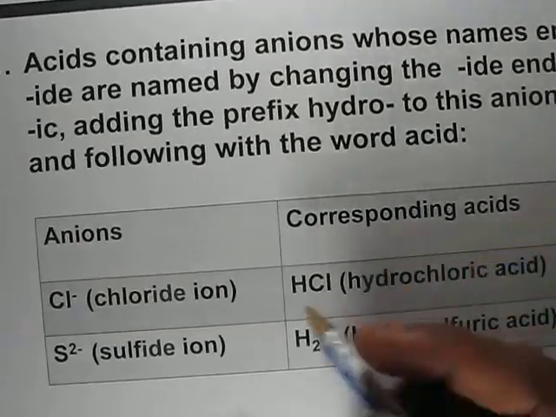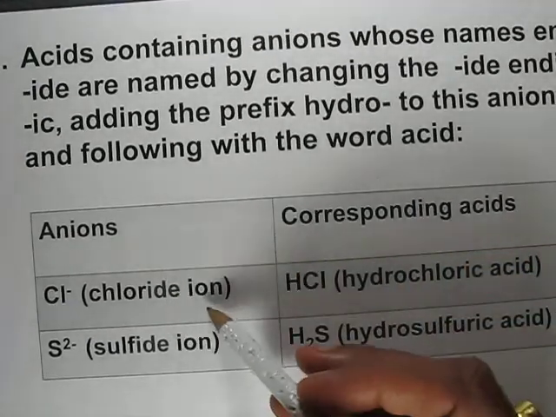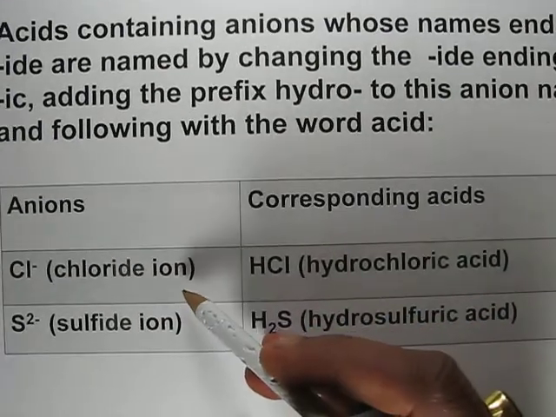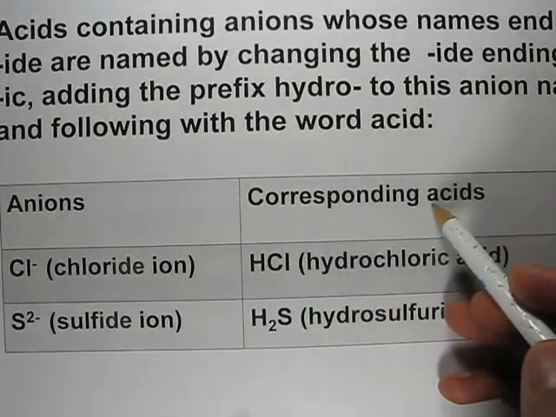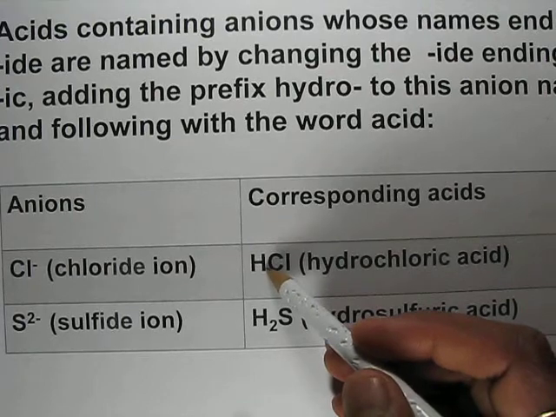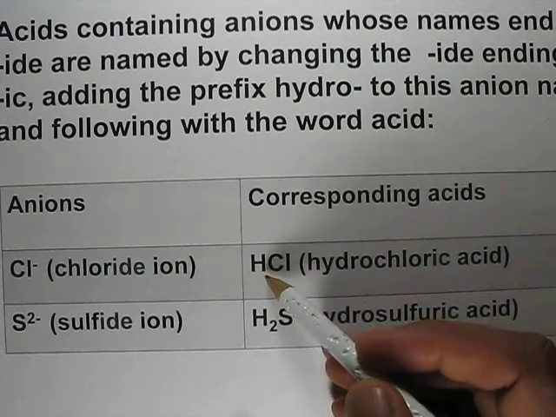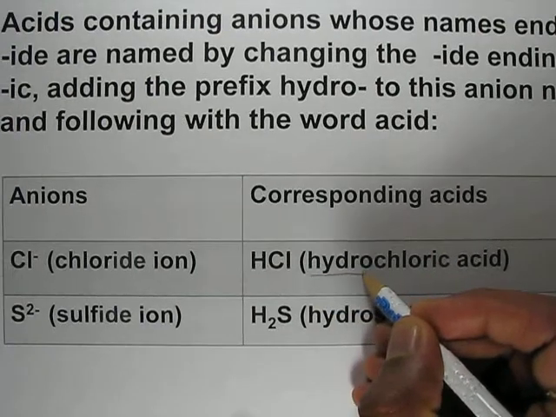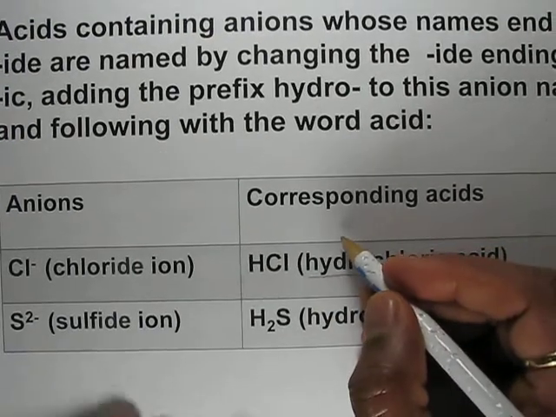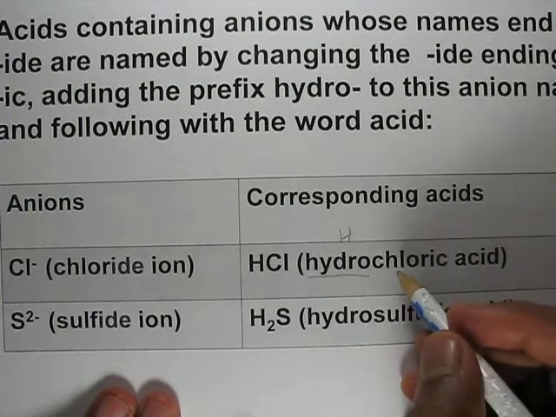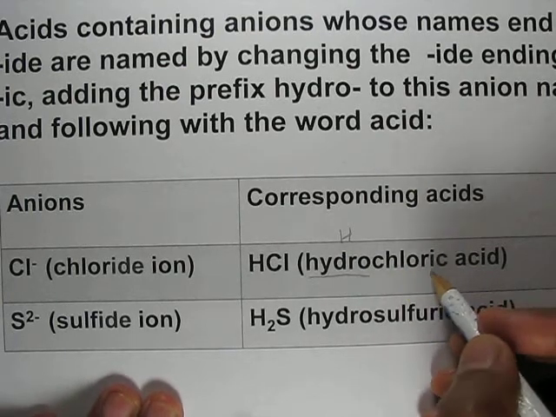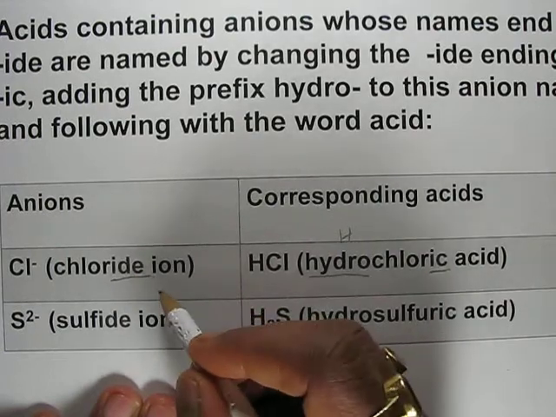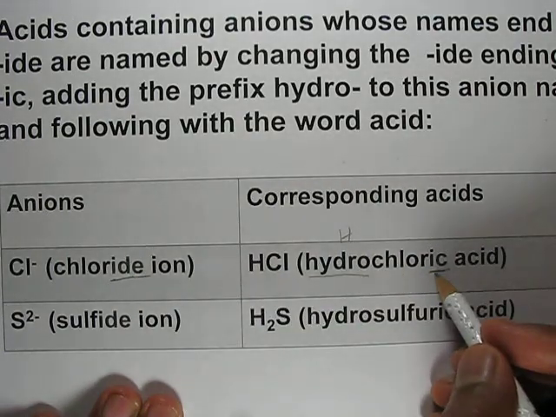So if the anion is a chloride ion, Cl minus, then how will you make its acid? Just add hydrogen on the left side, and it will become hydro, because we are adding hydrogen. Hydro is for hydrogen, and chloric. So you can see this ide, we are replacing this ide with ic.